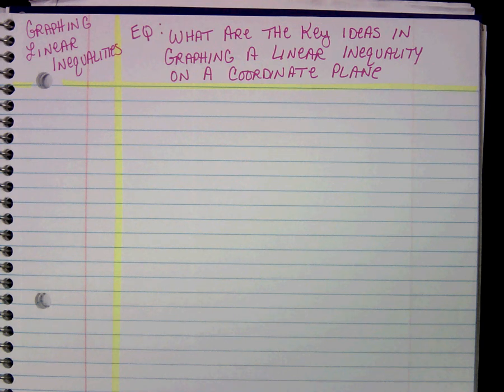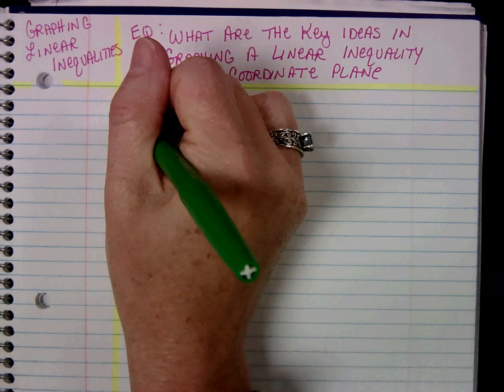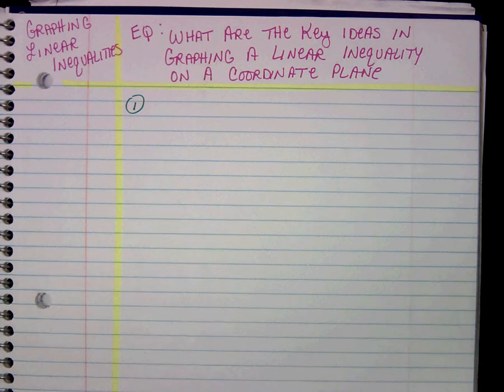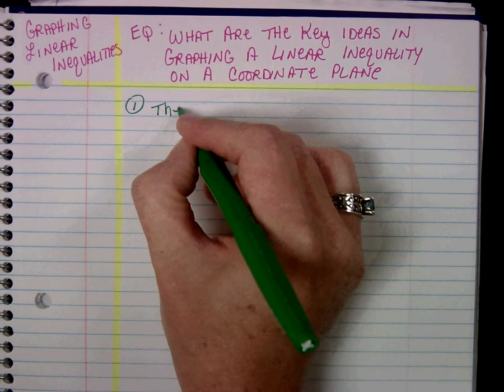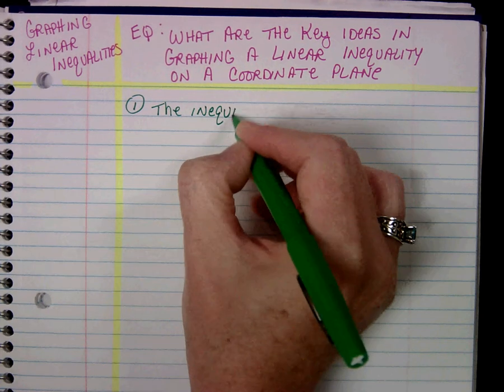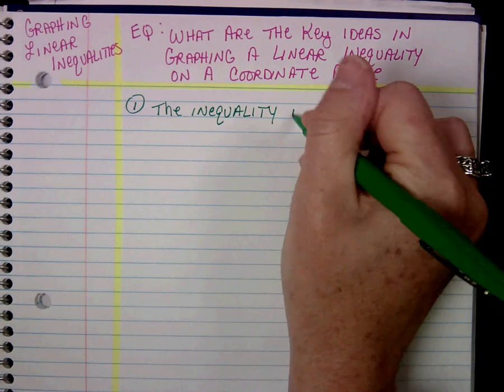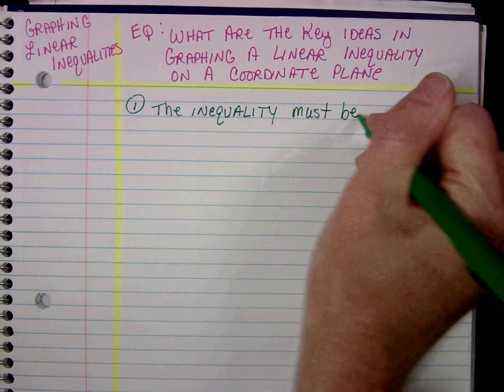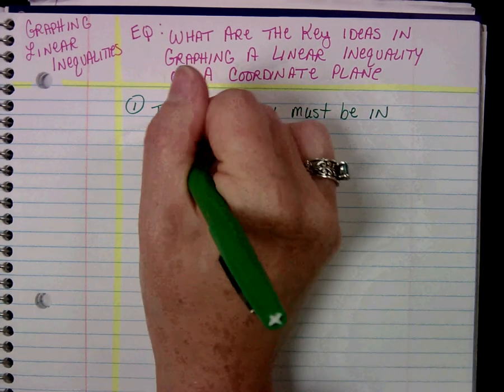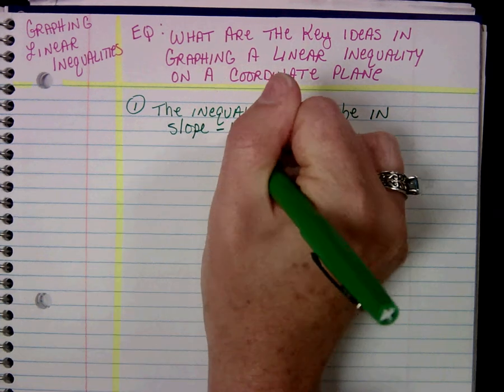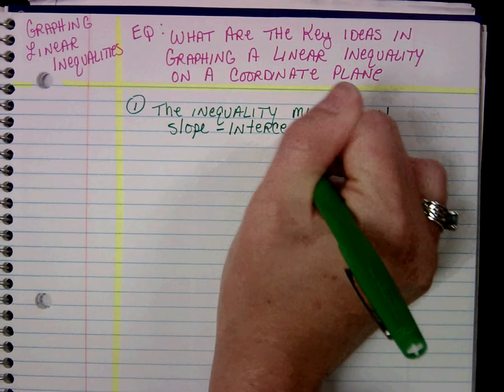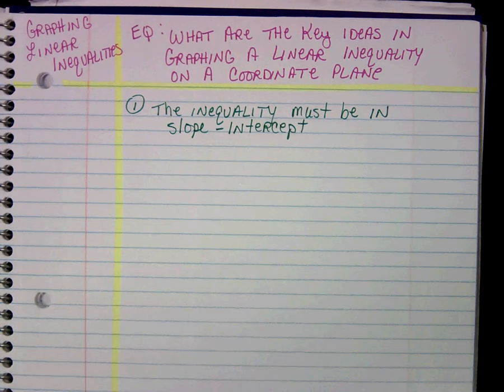In this lesson, we're not going to actually look at a full-blown example. I just want to work through the things that we need to know in order to be successful in graphing it. So the first thing that we need to make sure of is that the inequality must be in slope-intercept form. When it's an equation, sometimes we can graph from standard form, but with inequalities, we do need to make sure it's in slope-intercept form.